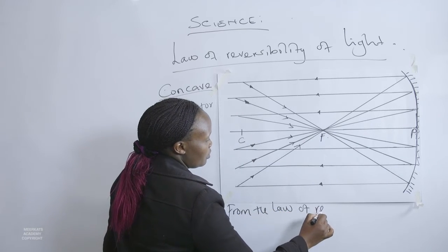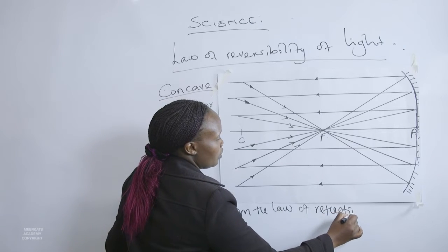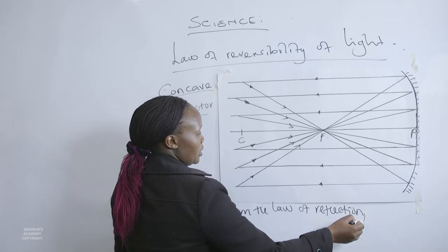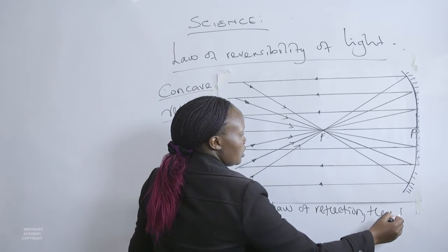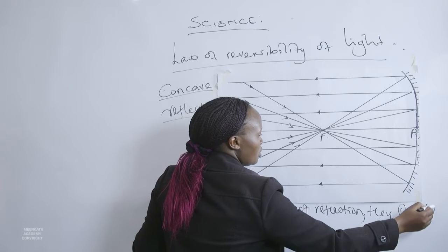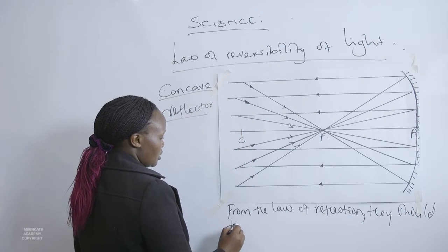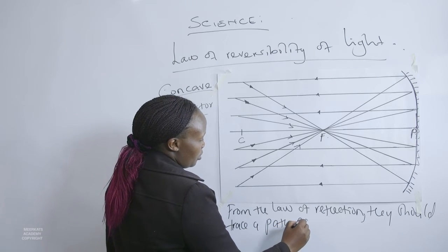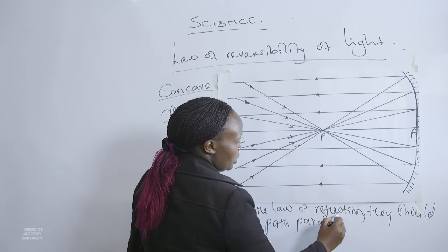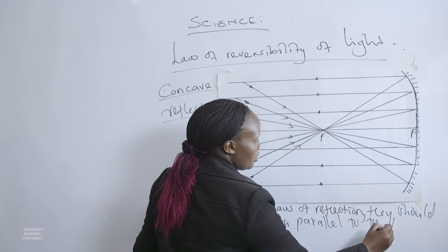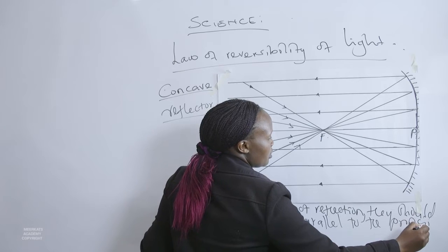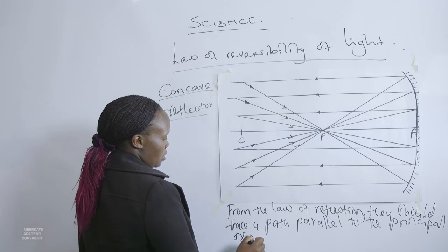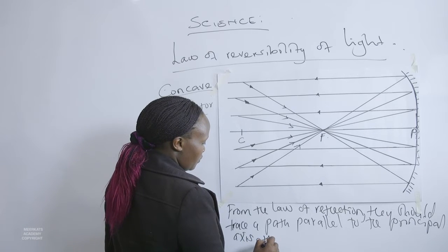Now, from the law of reflection, they should trace a path parallel to the principal axis after reflection.